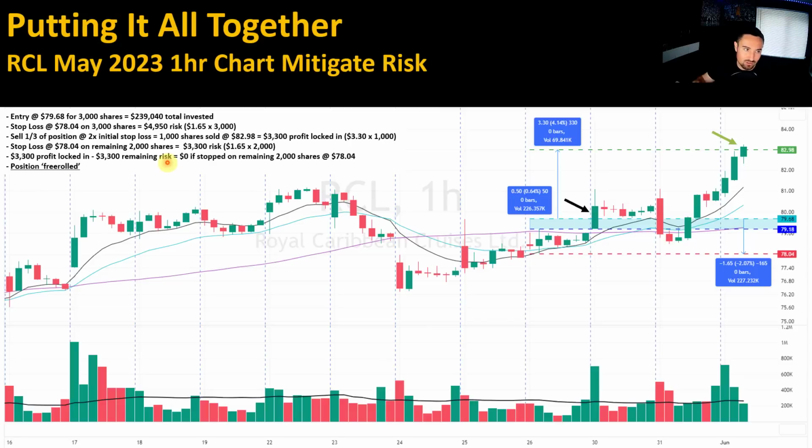So if we get stopped out on the remaining 2,000 shares, i.e. it U-turns and comes back down, which I'm going to show you 3 examples of, relatively recent as well, and we get stopped out down here at 78.04, we'll break even on the trade. Nice. I call that free rolling.